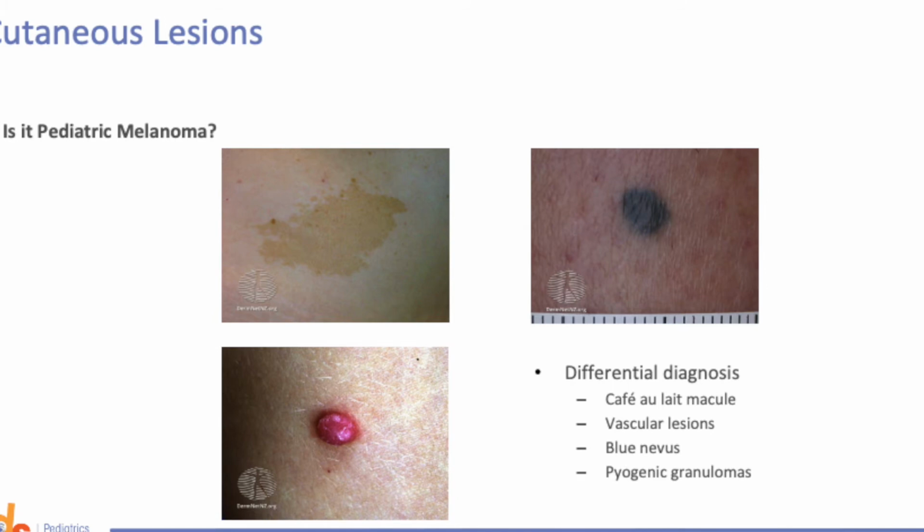The color may vary from tan to dark brown and is usually uniform, but a few darker macules may appear within the lesions. Cafe au lait lesions can rarely be associated with neurocutaneous syndromes, such as neurofibromatosis type 1 and McCune-Albright syndrome.